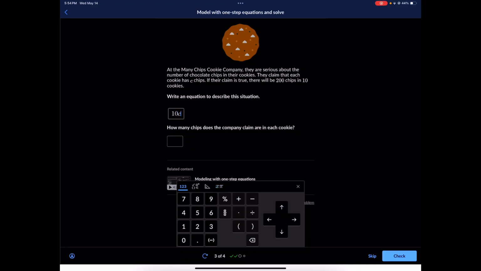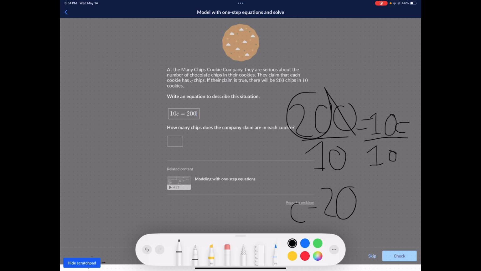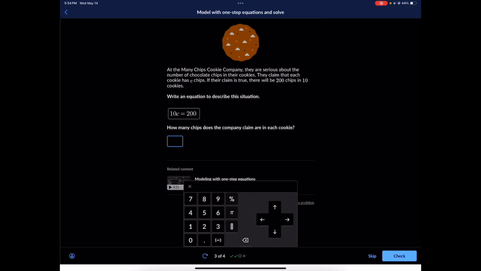And now to find C, we just have to divide by 10. And remember that when we're dividing by 10, we just take out a 0. So if you remove a 0 from 200, you have 20. So that means that C is equal to 20. So that means that this is our answer.